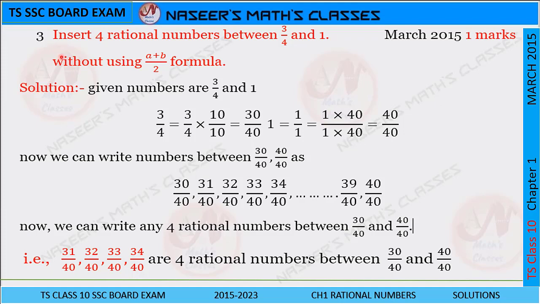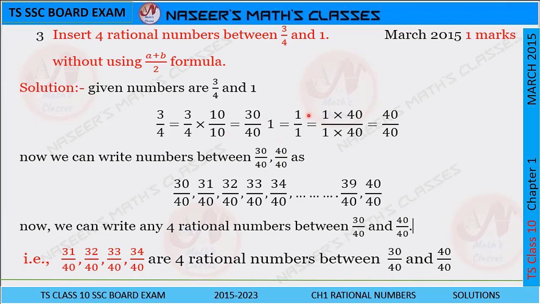We are going to solve the next problem. Insert 4 rational numbers between 3 by 4 and 1, without using the a plus b by 2 formula. For 1 mark, March 2015. First we write the given numbers 3 by 4 and 1. To find the rational numbers between these two, we multiply numerator and denominator by 10. So we can write it as 3 by 4 into 10 by 10, which is equal to 30 by 40.